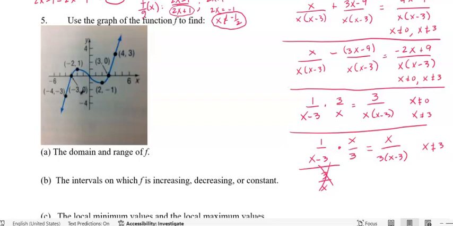All right, so looking at our graph, this is number 5. The domain and range of this function. For both, it's going to be all real numbers.